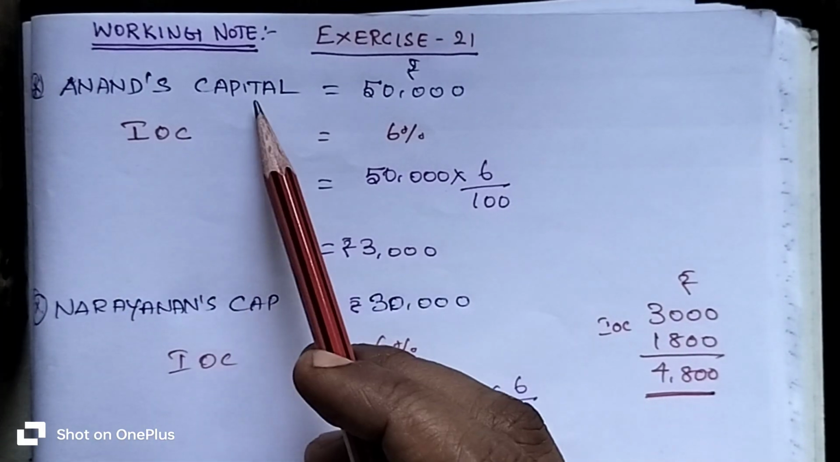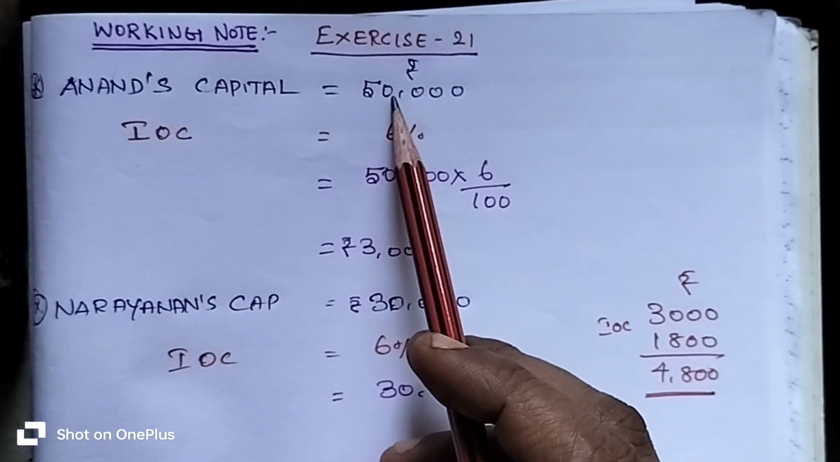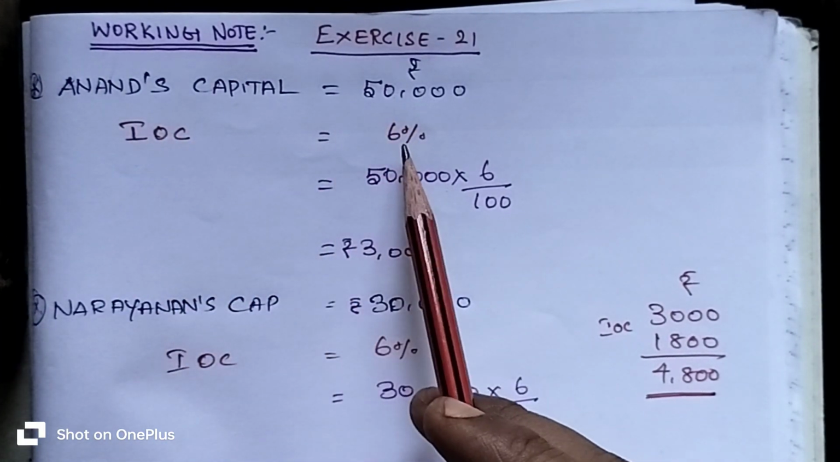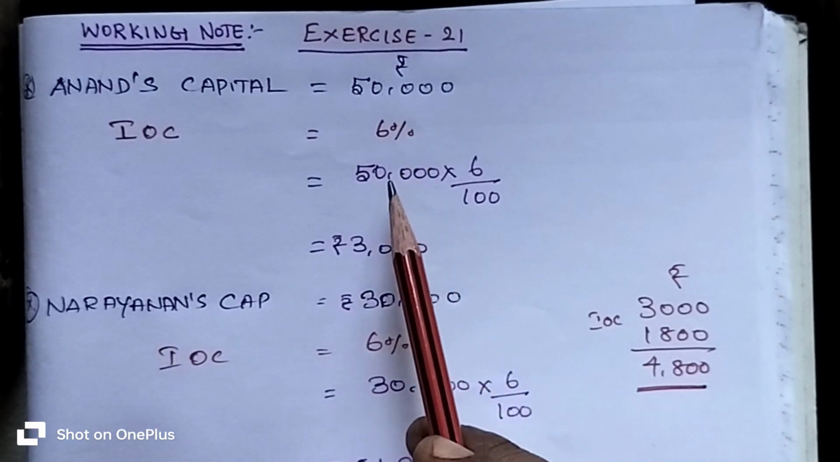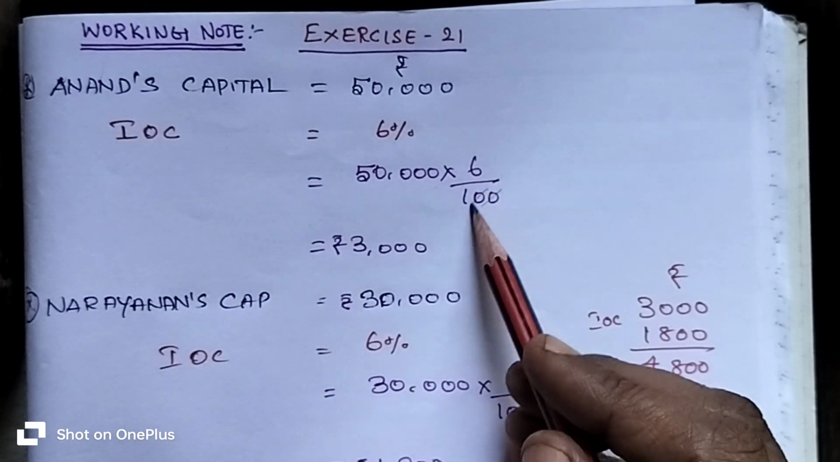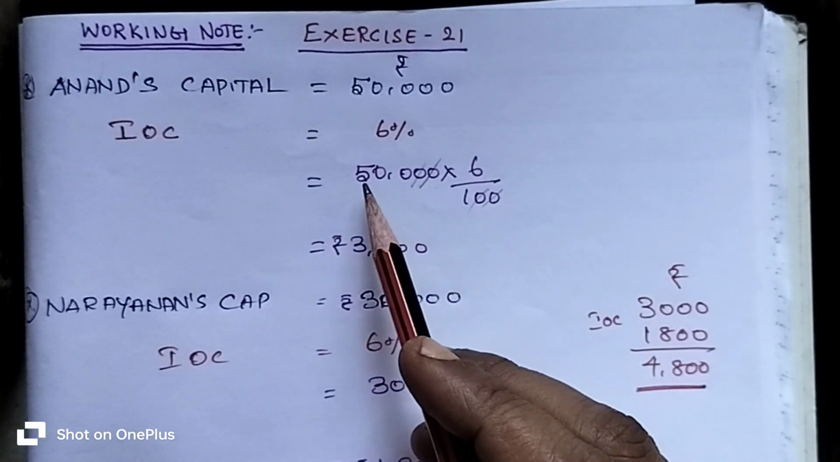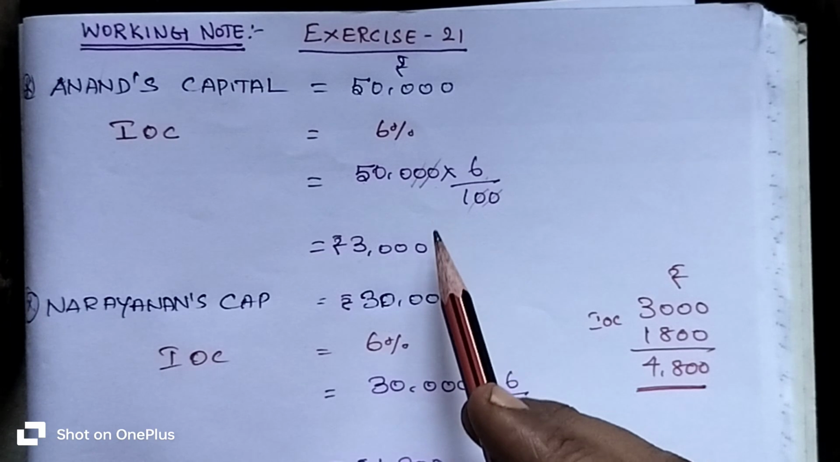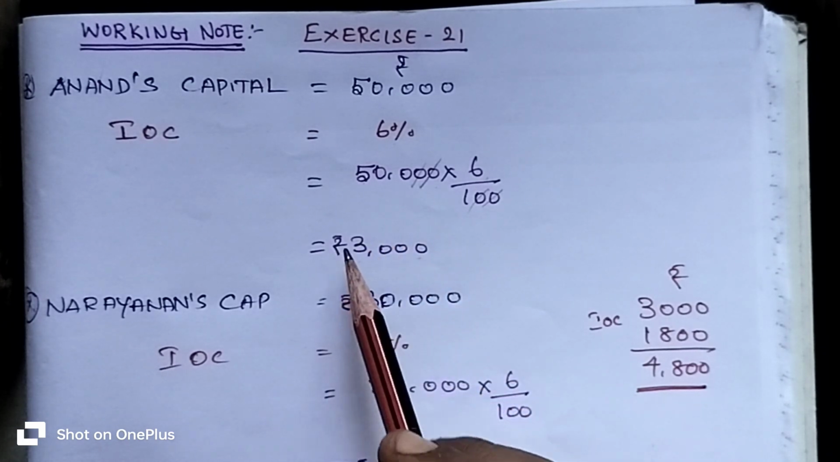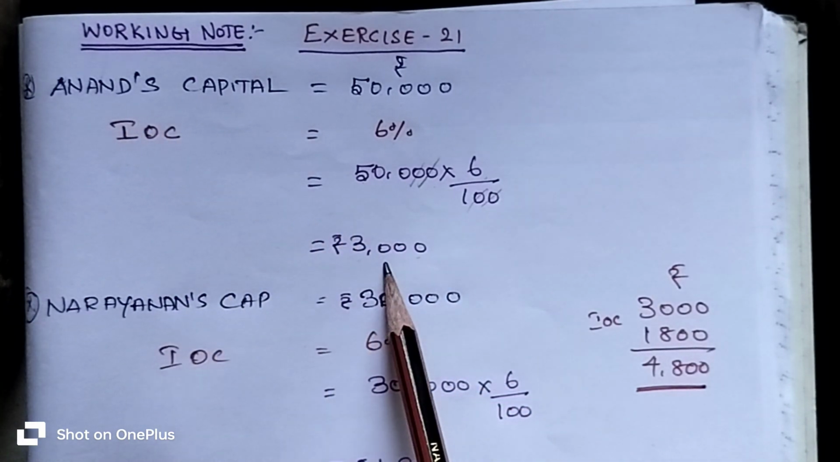What's Anand's capital? Anand's capital is 50,000 rupees. What is the interest on capital given in the question? 6%. For 6%, 50,000 rupees interest on capital: 100 is to be cancelled for this 100, 5 6s are 30, remaining 00 is to be added here. So interest on capital for Anand is 3,000 rupees.